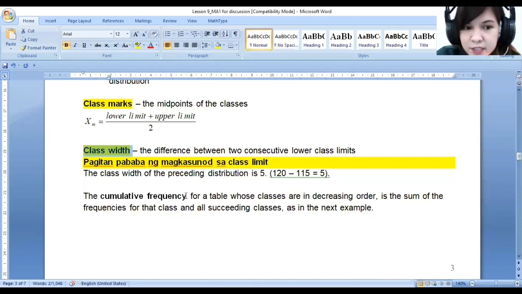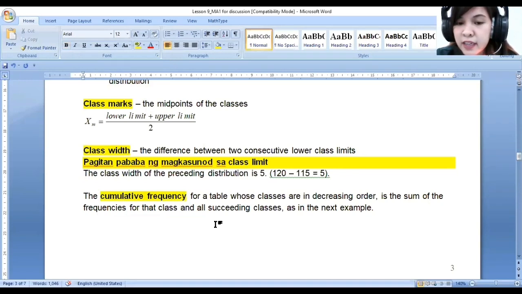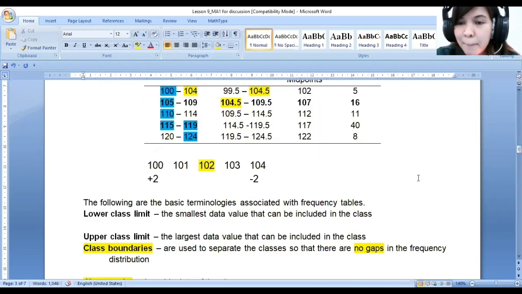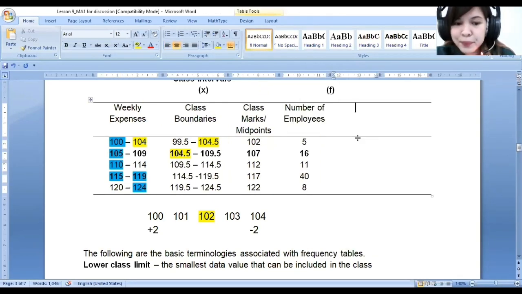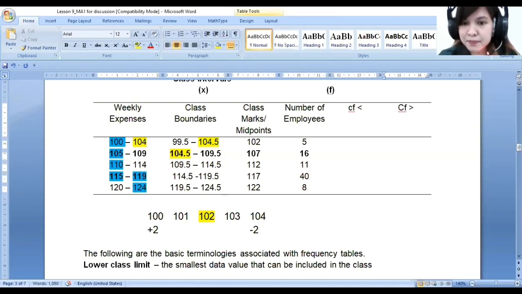Cumulative frequency. So, ano nakalagay dito? The cumulative frequency for a table whose classes are in decreasing order is the sum of the frequencies for that class and all succeeding classes. Yun lang ang kanyang definition. May dalawang klase ng cumulative frequency. So, maglalagay ako dito ng dalawang column. Pag siya ay inacronym ko, yung cumulative frequency, pwede mo lang siya isulat na CF. CF less than. May dalawang klase kasi nun eh. CF less than, cumulative frequency less than, saka cumulative frequency greater than.